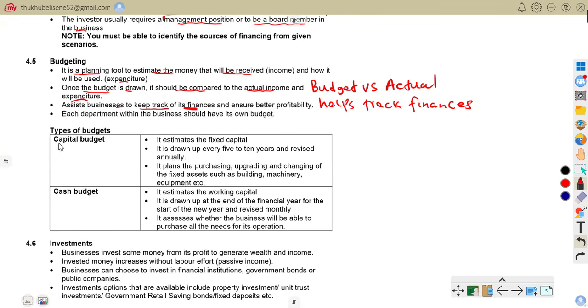That is that. Each department within the business should have its own budget. Each department needs a budget. So it means every department prepares its own spending plan. For example, marketing gets 20,000, production gets 40,000. That is that. So now let us move on to types of budgets.